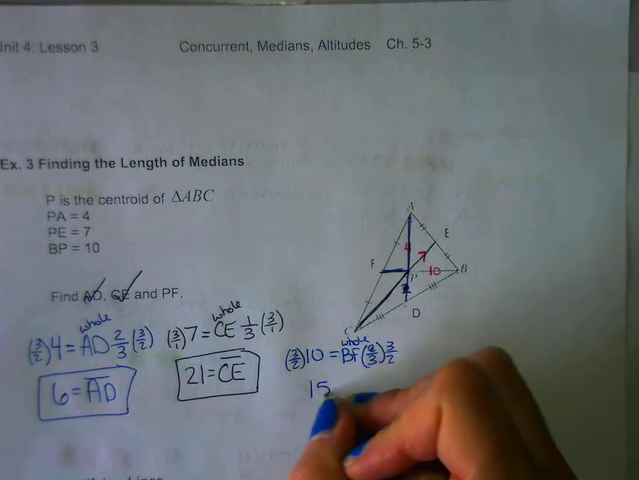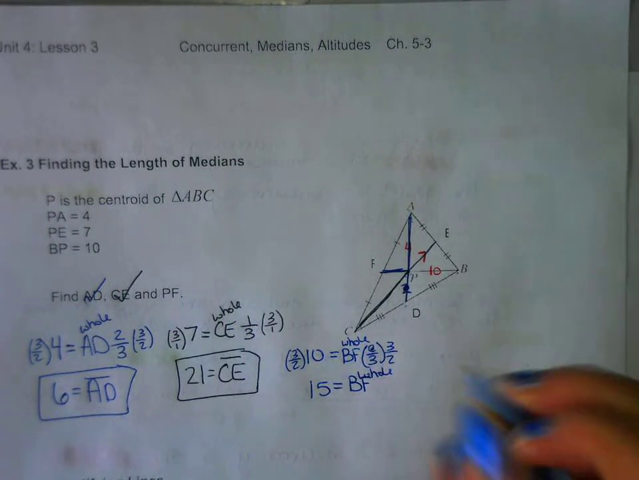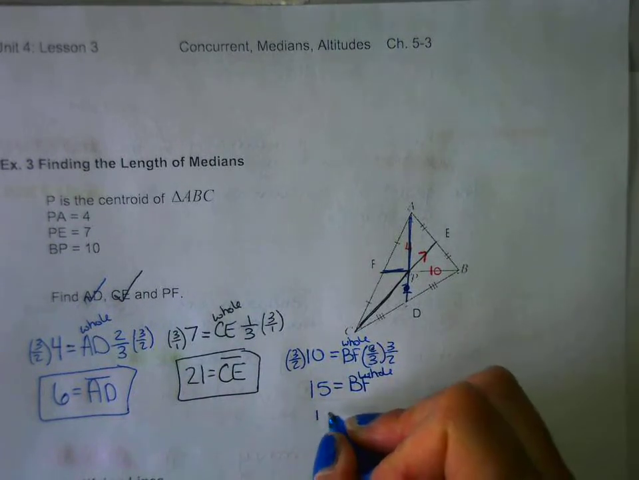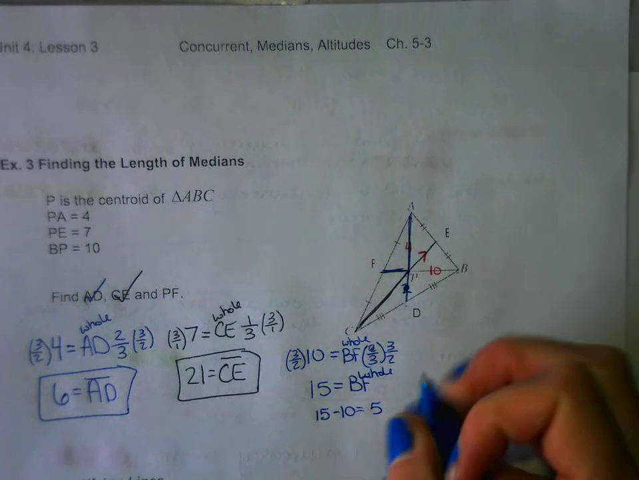I'm not trying to find the whole length. I want to know F to P. Well, I know that from B to P it's 10. So if I just subtract 10 from 15, I know my length of FP is now 5.